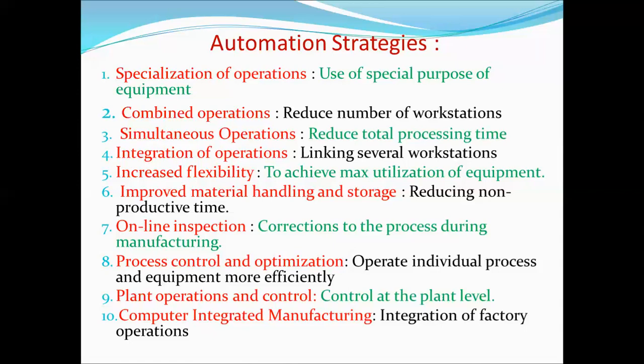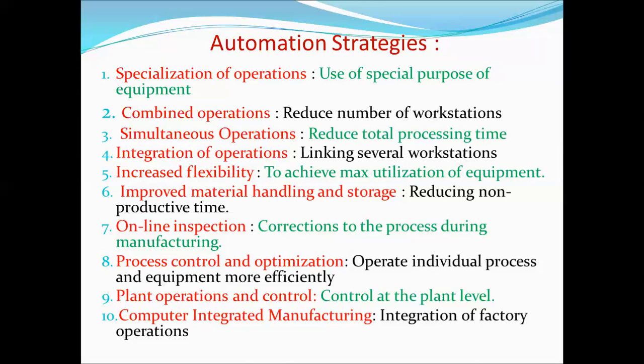Next is increased flexibility. To achieve maximum utilization of equipment, we have to use this strategy for job shop and medium volume situations by using the same equipment for a variety of parts or products. Suppose there is a possibility that a single machine can be used for two or three operations, we have to use and find out this flexibility, and then if it can be performed, we have to find out whether automation will fulfill your requirement.